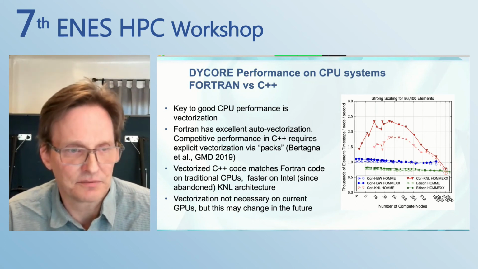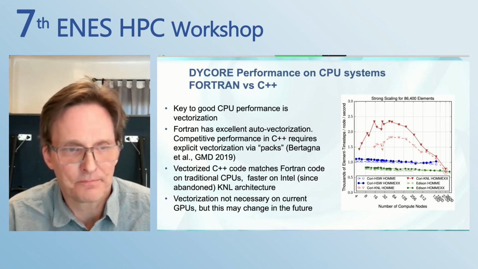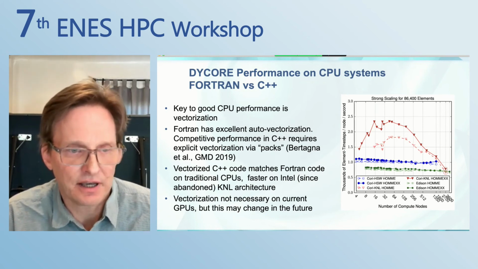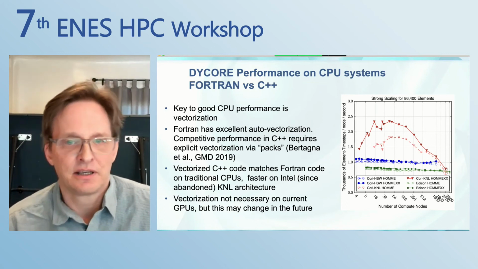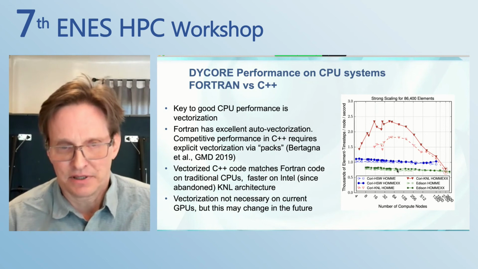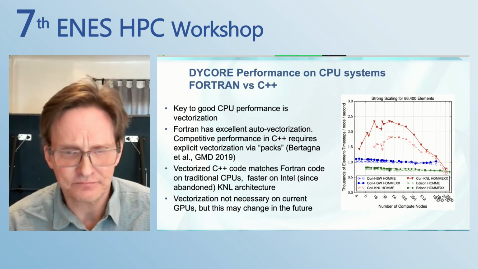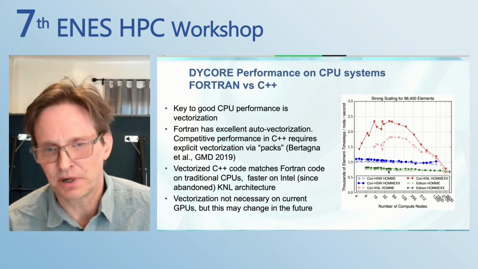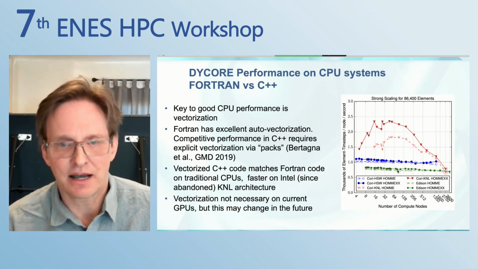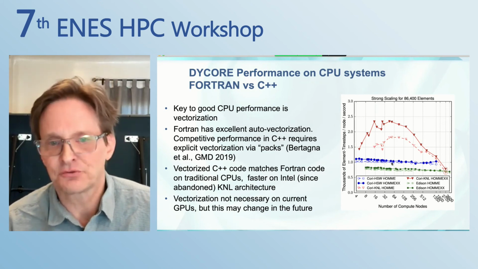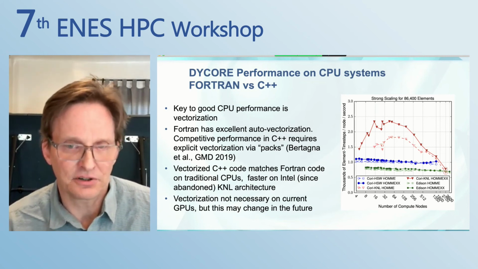And to do this, we use this concept called PACS, described in this 2019 GMD paper. But once we introduced PACS, we did get the vectorized C++ code to match the Fortran code on traditional CPUs. That's shown in this plot here. This is a normalized strong scaling, so flat is perfect strong scaling. The green is comparing the Fortran code and the C++ code on this machine Edison, an Intel Ivy Bridge. The blue is Haswell CPU architecture. So in both cases, the C++ code and Fortran code have nearly identical performance.